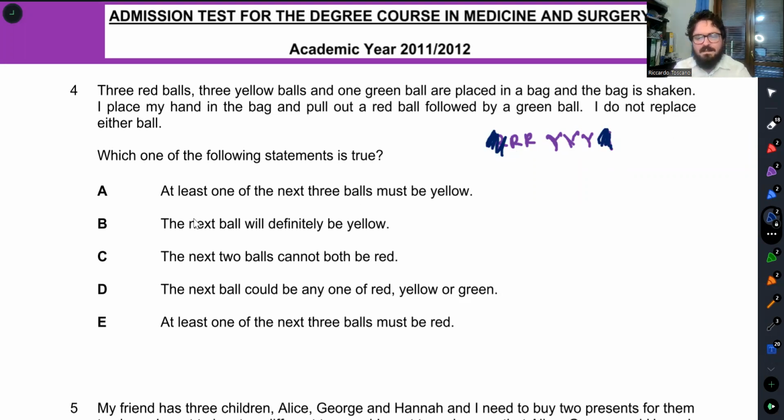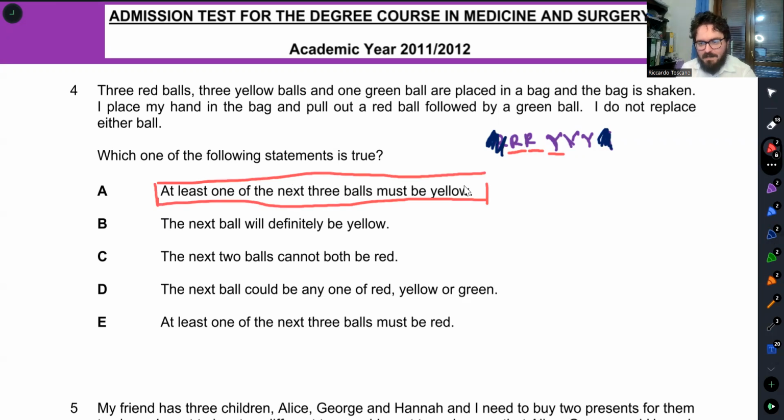Let's see these ones one by one. At least one of the 3 next balls must be yellow. This is true because in the worst case, we pick 2 red balls and the third one must be yellow. So in order to be sure that this one is the right answer, what can we do? We can try to falsify this one. We can try to think of a case where this is not verified. So a case in which we pick 3 balls and neither of them is yellow.